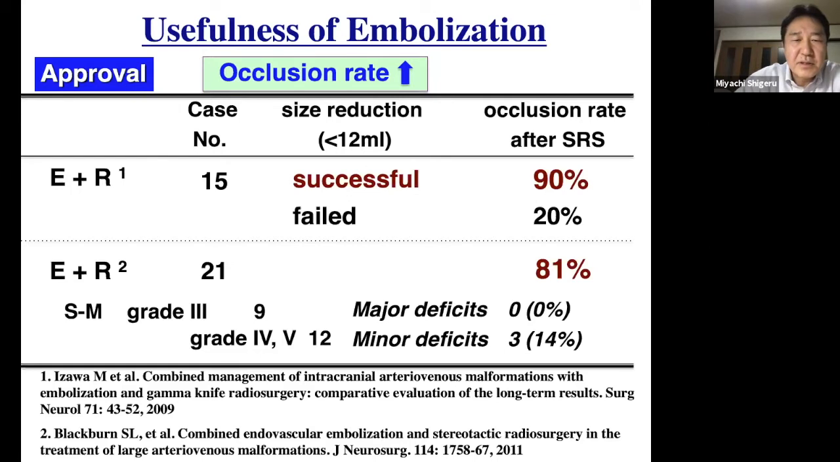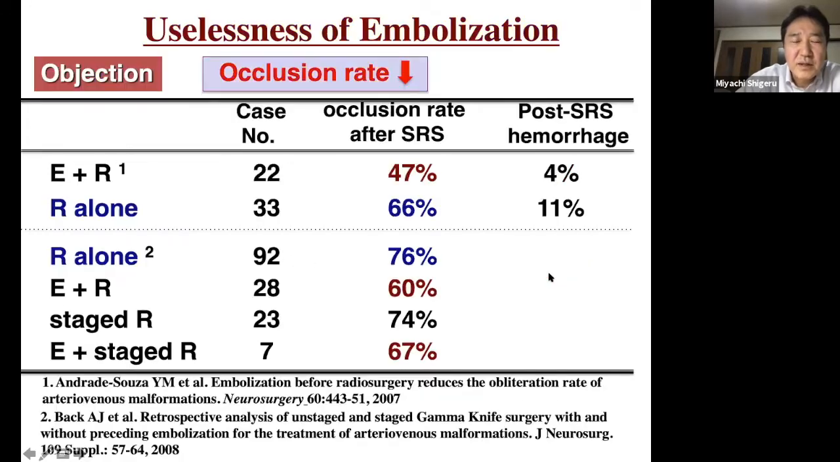And this is the background: the usefulness of embolization before radiosurgery. There are many papers, but this is a very old one. Embolization plus radiosurgery is successful in 90%. Another paper reports 80%. It looks good. But this recent paper disturbs the occlusion rate. For example, embolization plus radiosurgery 47%, radiosurgery alone around 66%. Another paper also reports that radiosurgery alone is better than the case with embolization.